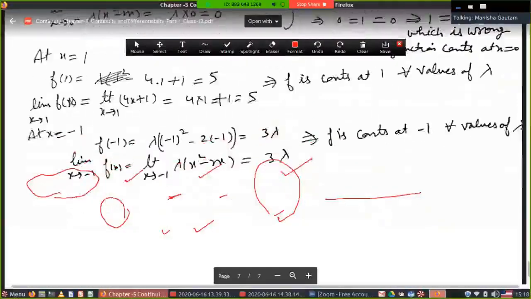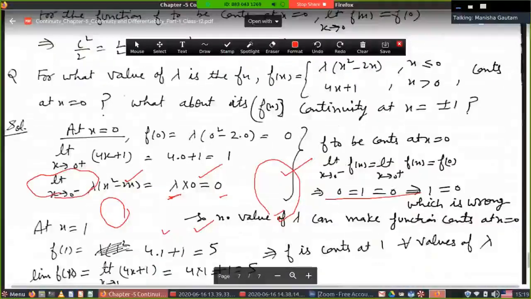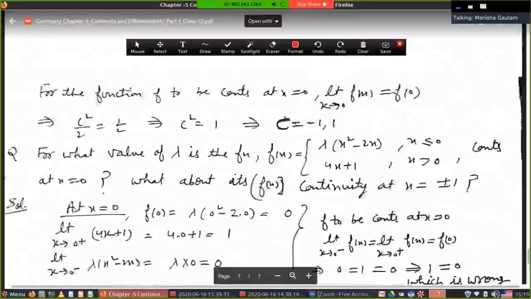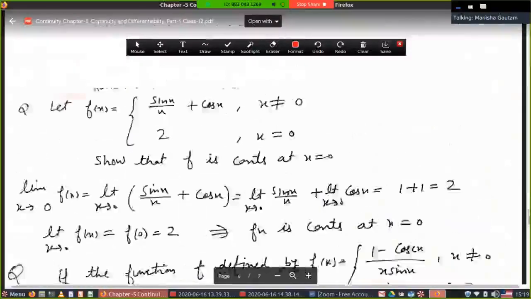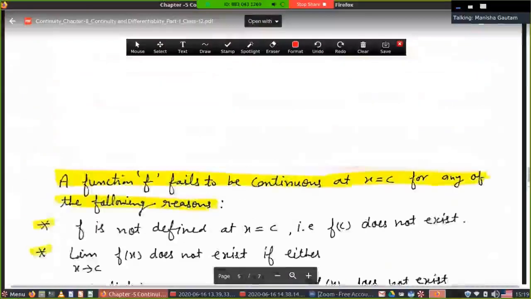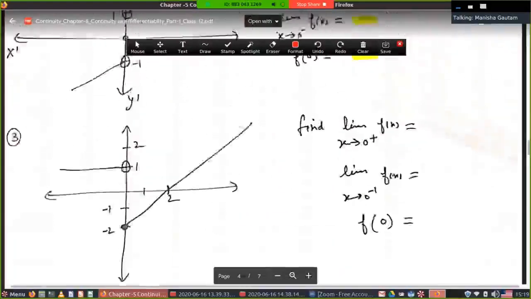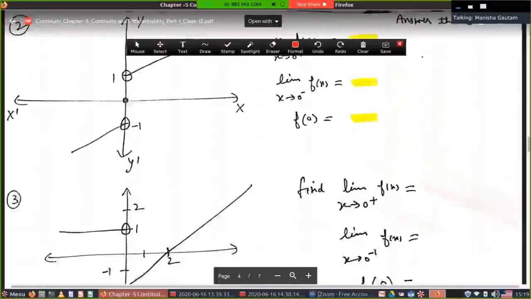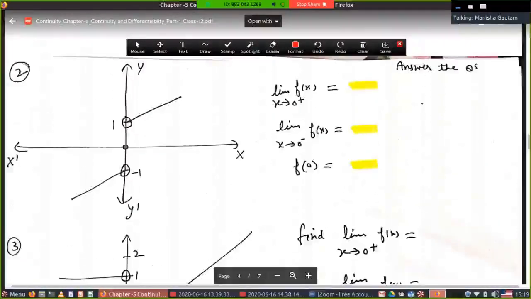So you can do the questions regarding continuity, checking the continuity and discontinuity of the function. Try the few questions I have given in the PDF, on the previous page I just showed you. Do these questions, they will give you expertise. If you do these questions, you will understand what continuity is and how to check the continuity and discontinuity of the function.